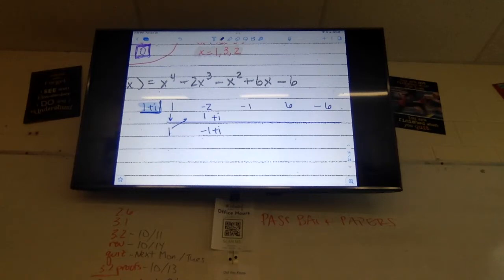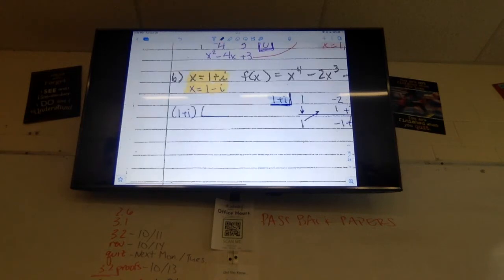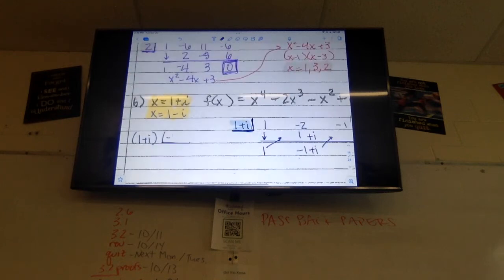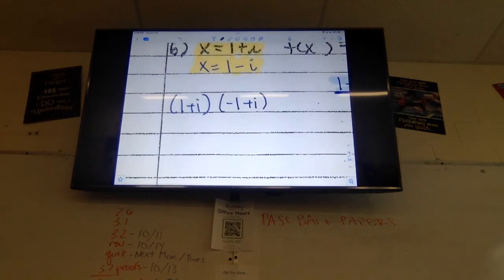Now though, in order to figure out what goes next on the line, I have to do 1 plus i times negative 1 plus i. And if you can do this in your head, go for it. I just can't. I feel like I'm going to lose something. So I'm going to put it off to the side so I can keep track of everything. I'm going to FOIL this.